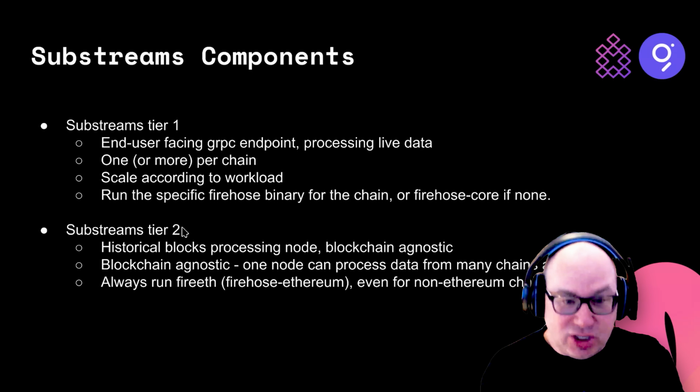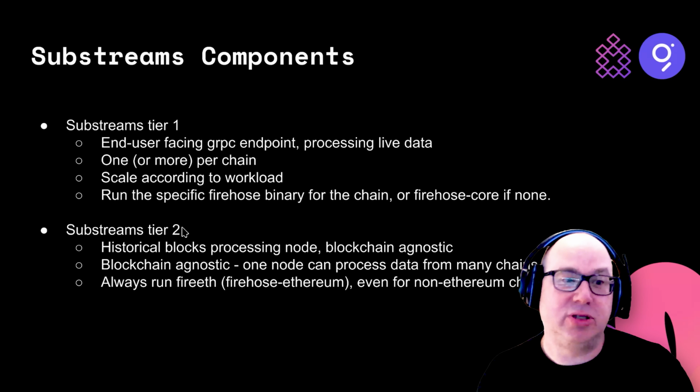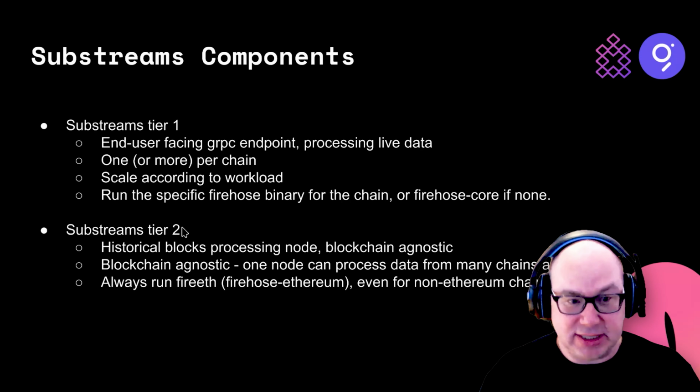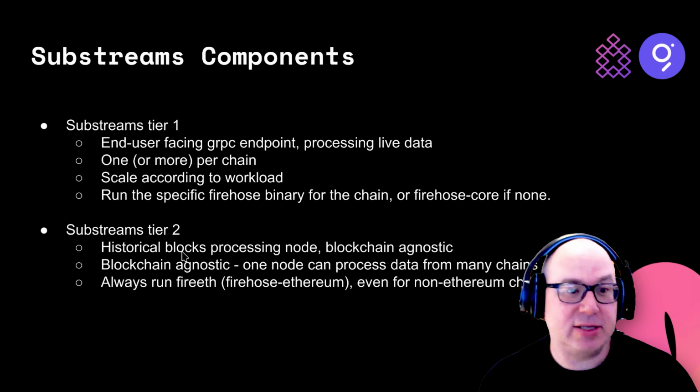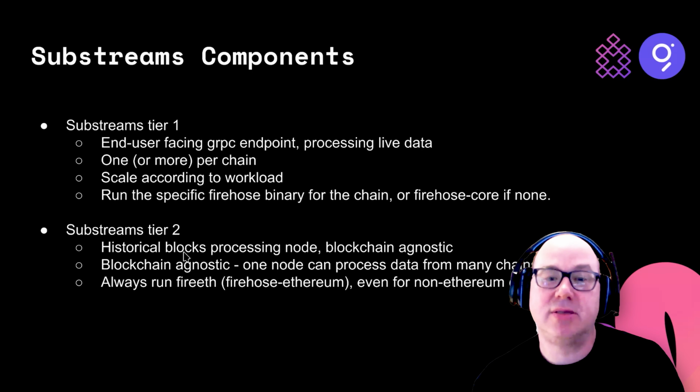The thing that's changed recently, last year, is that now you can create one tier 2 cluster and have it hooked up to all your tier 1s that you have, no matter what the blockchain, which makes it much easier from a scaling perspective. All right, so Substreams tier 2 is responsible really for processing the historical blocks, right?